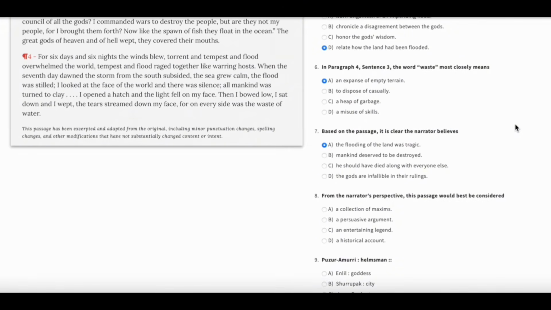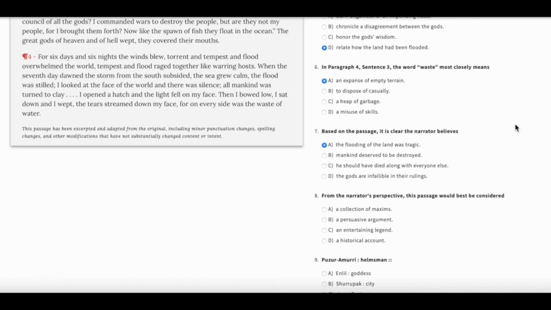Okay, number 8. From the narrator's perspective, this passage would best be considered. Okay, now hold on. This is a very specific question. Notice it says, from the narrator's perspective. You see that? The passage would best be. I just got to point that out. You can't ignore that. You can't just focus on the passage would best be considered. It's got to consider the whole question. Go and read answer choice A.